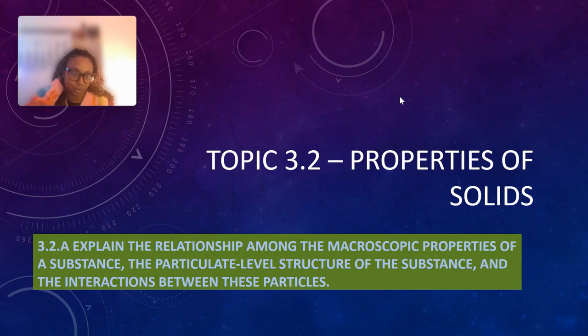So by the end of this, we want to be able to explain the relationship among the macroscopic properties of a substance, the particulate level structure of the substance, and the interaction between these particles. So what does all that mean? By the end of this, you should be able to tell me the connection between the macroscopic, meaning what we can see with our eye, properties of a substance, and the particulate level structure, meaning at the molecule level, what does it look like, and how they interact. Okay, so it's the relationship between all three of those.